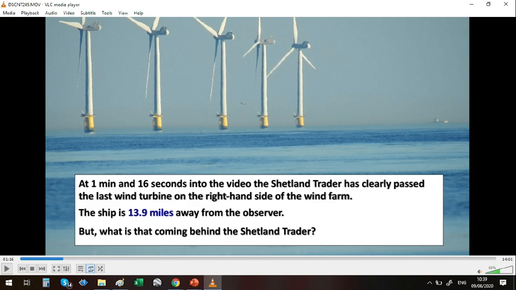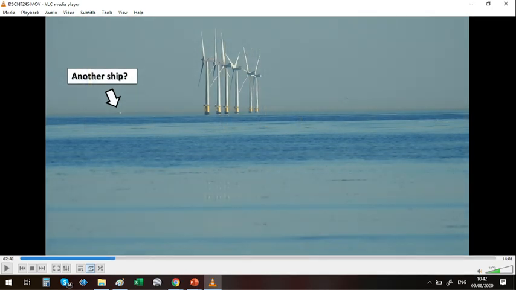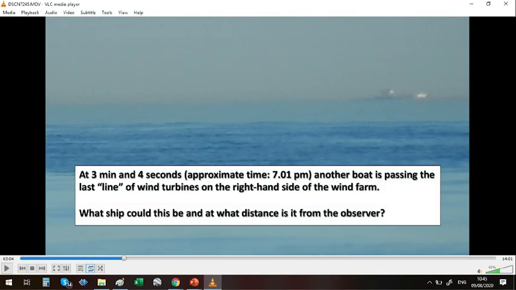But what is that coming behind the Shetland Trader? Another ship? At 3 minutes and 4 seconds, approximate time 7:01 p.m., another boat is passing the last line of wind turbines on the right-hand side of the wind farm. What ship could this be, and at what distance is it from the observer?